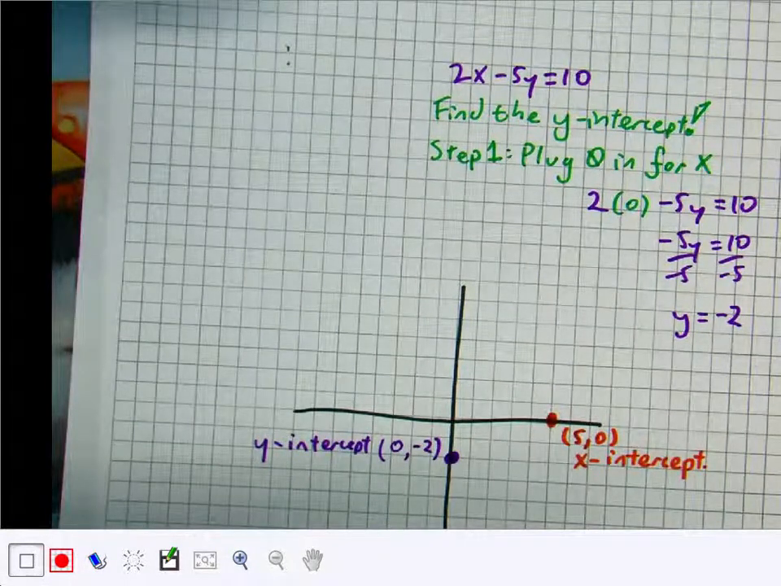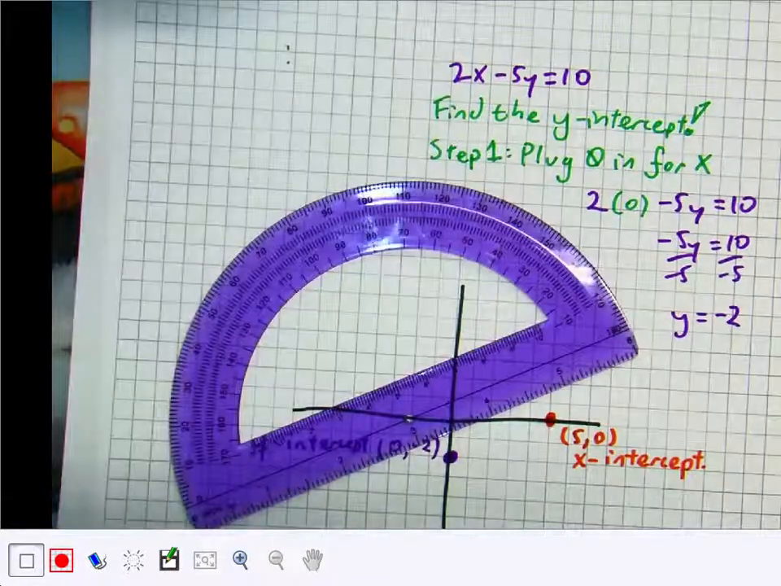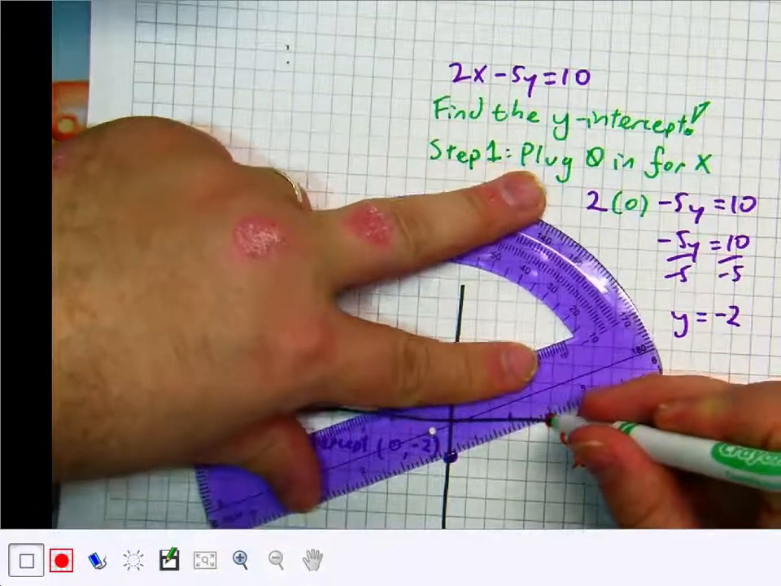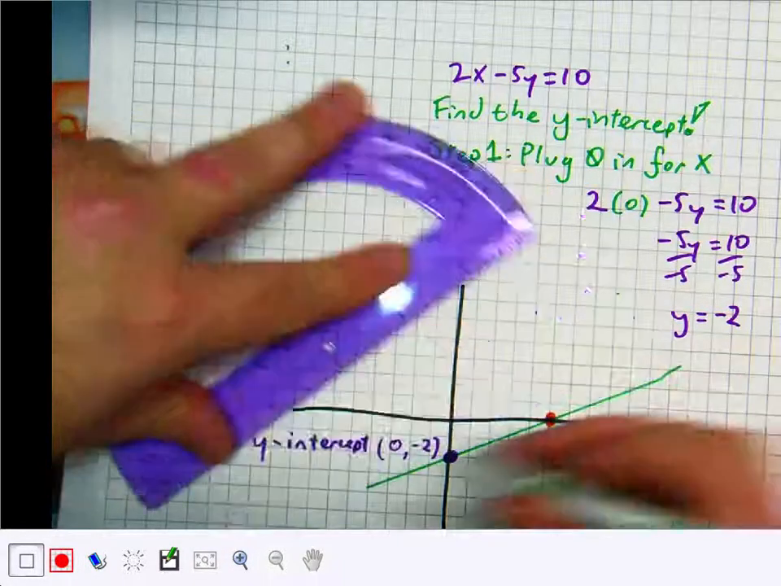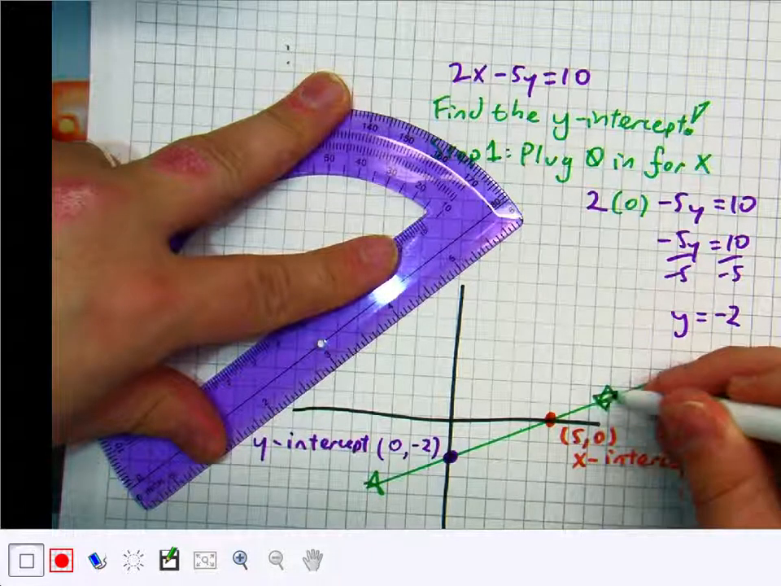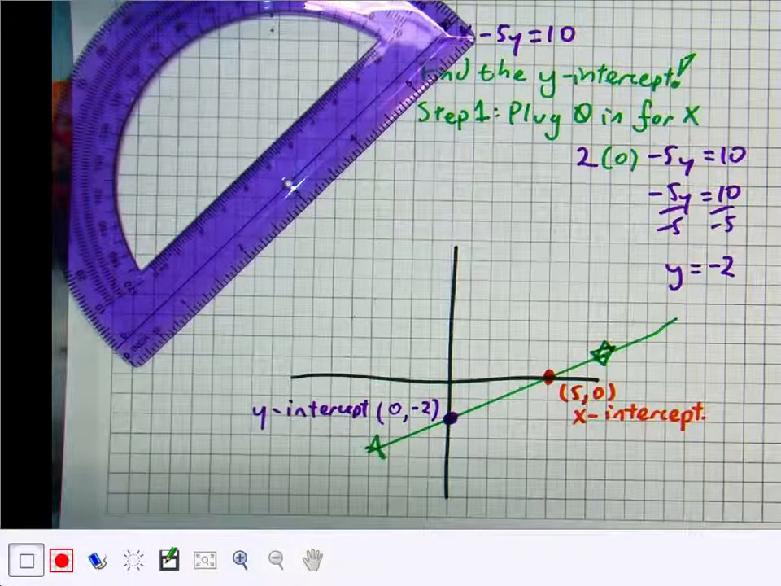No. Okay. And so now that we have both intercepts, I have my x-intercept, I have my y-intercept, I have 2 points on the line. All I have to do is connect my dots. And voila, whoops, that's the ugliest arrow I ever made. Voila, I have graphed my line using the intercepts.